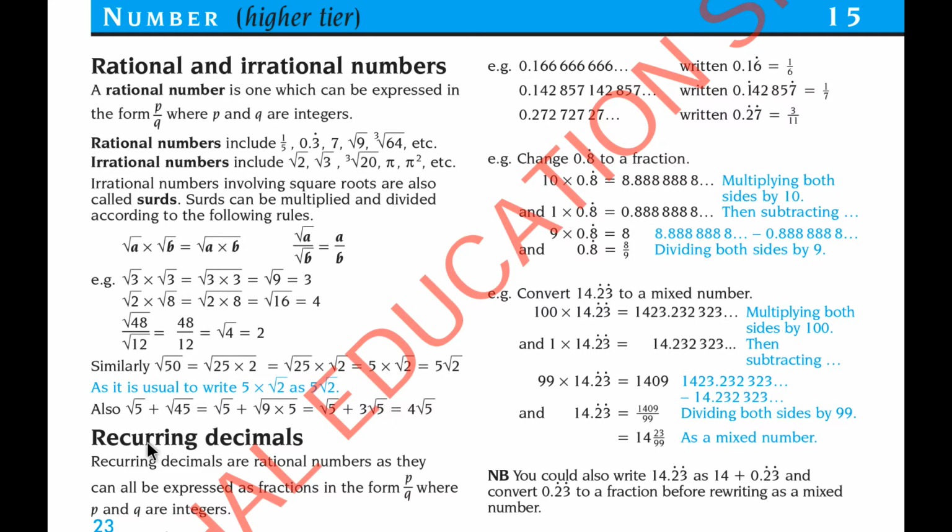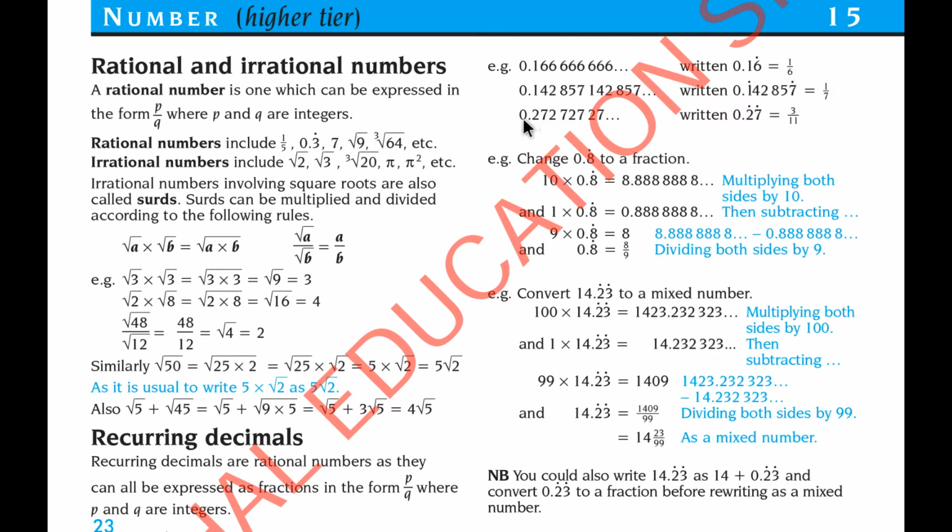Now I am going to explain recurring decimals. Recurring decimals are rational numbers as they can be expressed as a fraction in the form p over q, where p and q are integers. For example, 0.16 recurring, written with a dot over the 6, equals 1 over 6. Now 0.142857 recurring, with a dot over the 1 and a dot over the 7, equals 1 over 7.